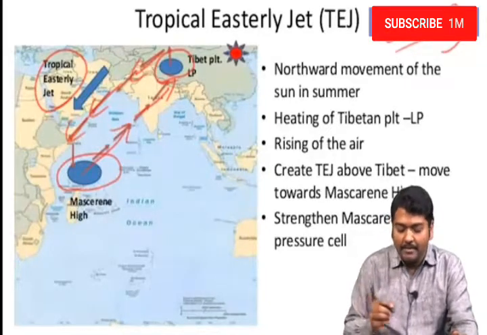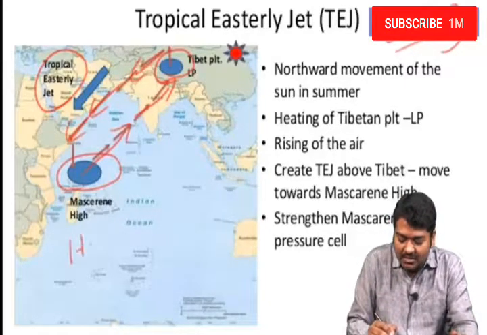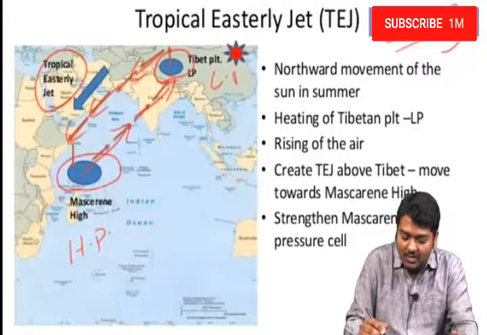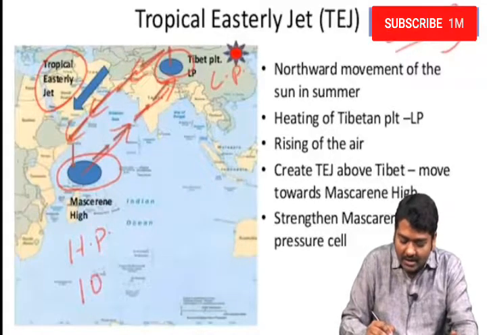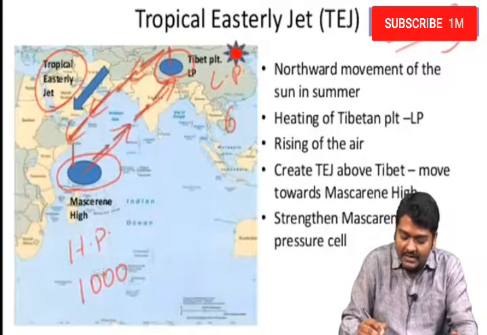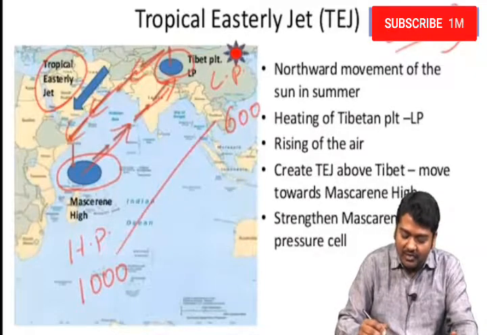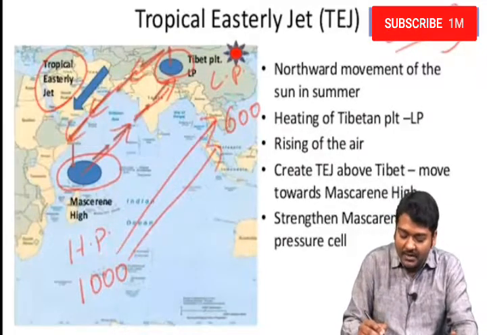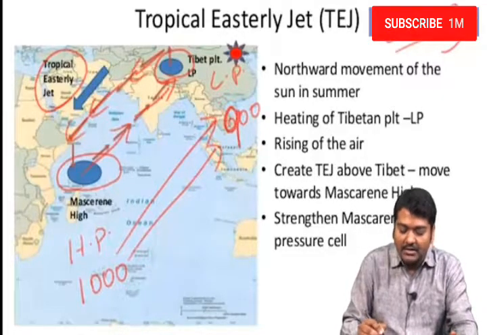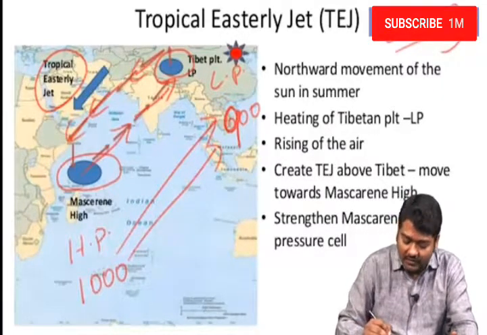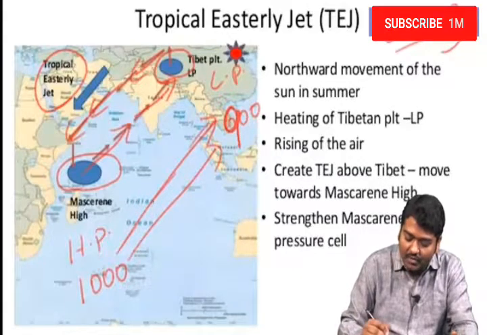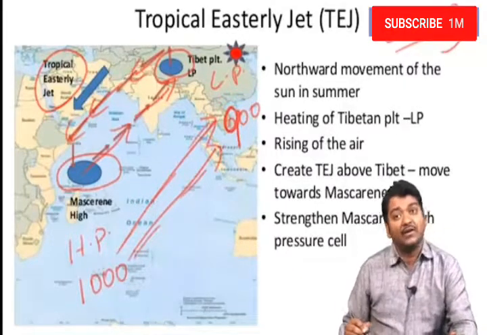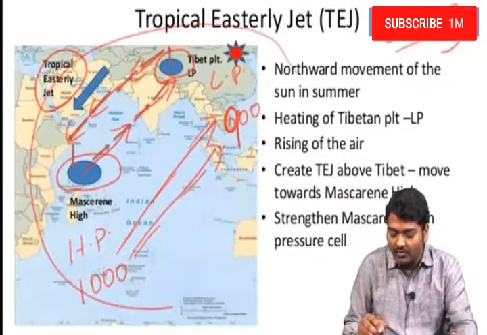Remember guys, if this is extremely high and this is extremely low, for example, here it is 1000 and here it is 600, then the winds will blow in this direction, correct? But if this becomes 900, the difference is less. Because of this, usually the wind movement is reduced in this region. So this is what we need to understand.